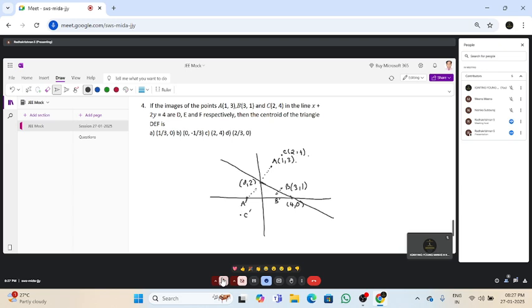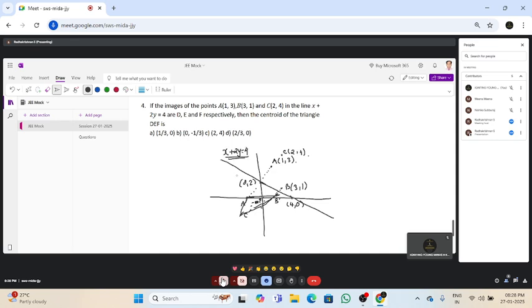And now what they are saying, now you draw a triangle ABC, with A hash, B hash, and C hash. And then what is the centroid of this triangle? What is this point in Kekran? Okay. So now a line is given, this line is x plus 2y equal to 4.